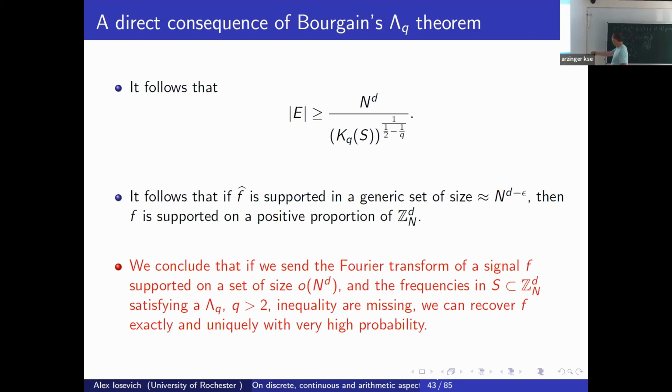We can recover F exactly and uniquely with very high probability. I said that a signal supported in a set of size little o of N to the d, but we can do better than little o of N to the d. So a constant times N to the d is good enough. Okay, where this constant is something very concrete. You saw this constant, it's this right here.